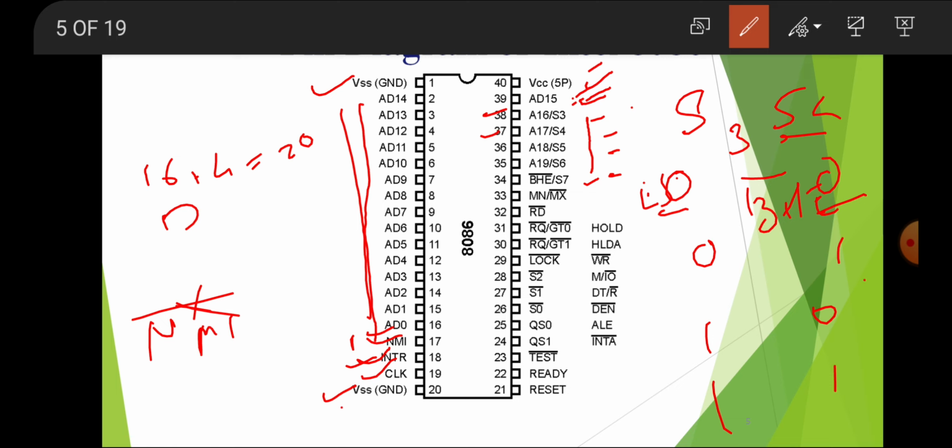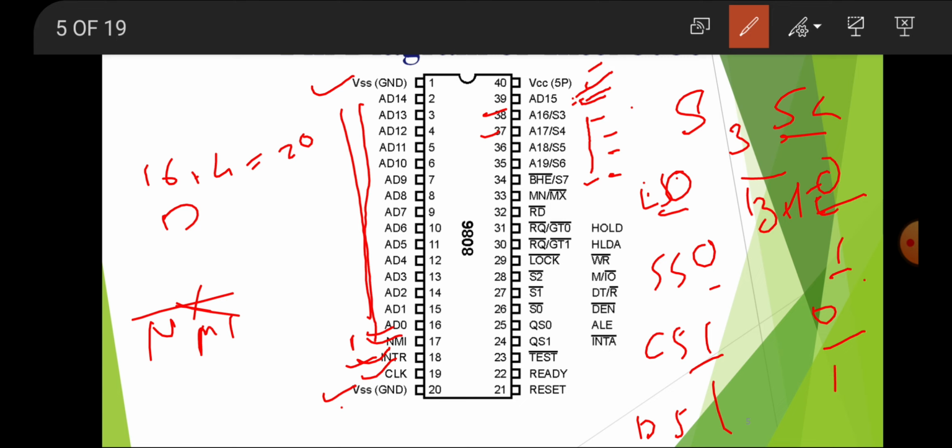Now if you want to access the code segment, this code segment contains the address of your code memory or instruction memory. So if you set 1 0, then you can access the code segment. And the last one is DS. If you set both S3 and S4 to 1 1, then you can access the data segment. I hope you understand the use of S3 and S4.